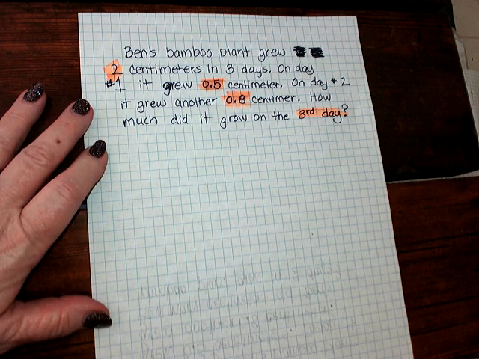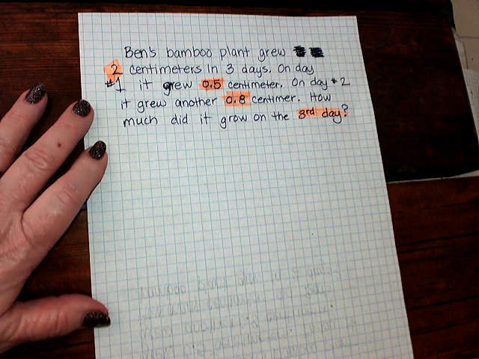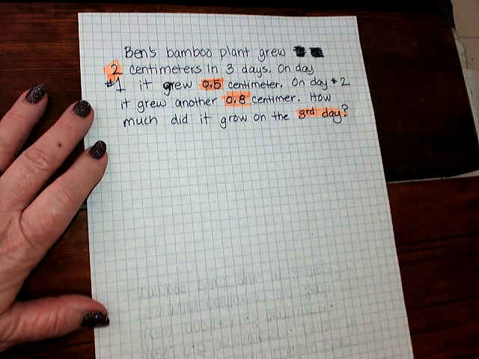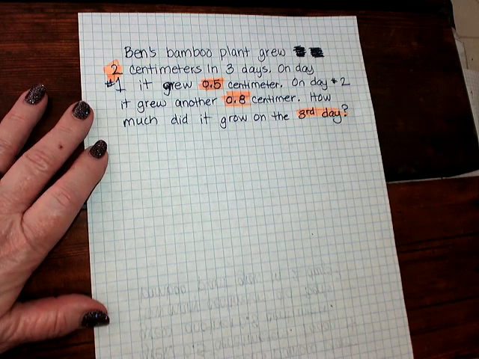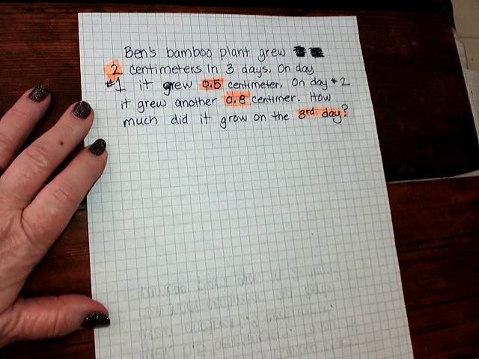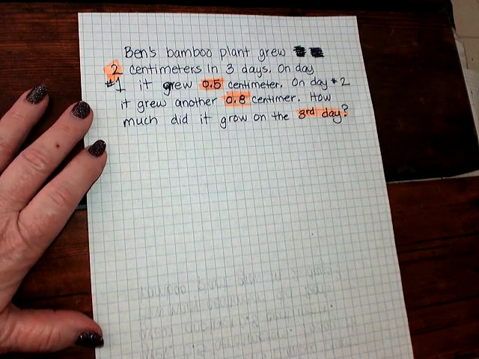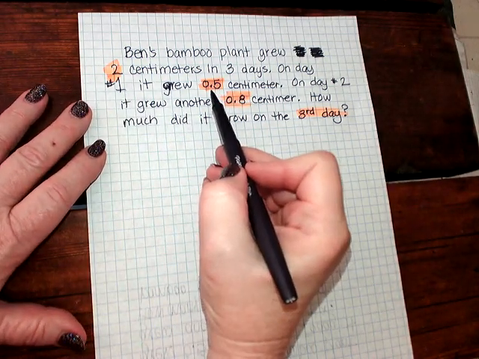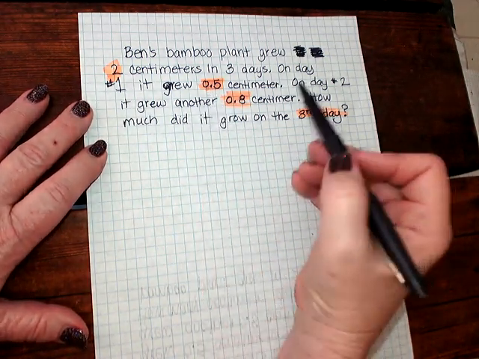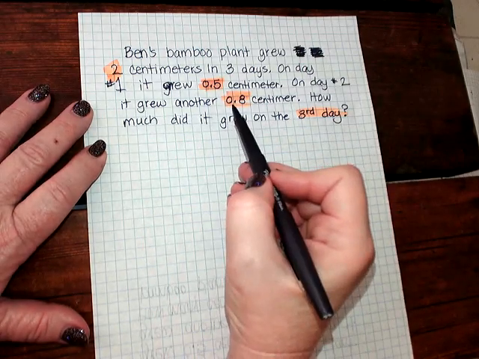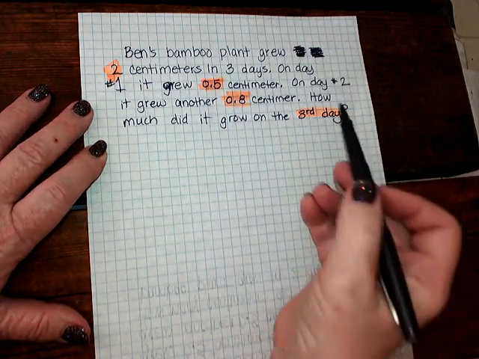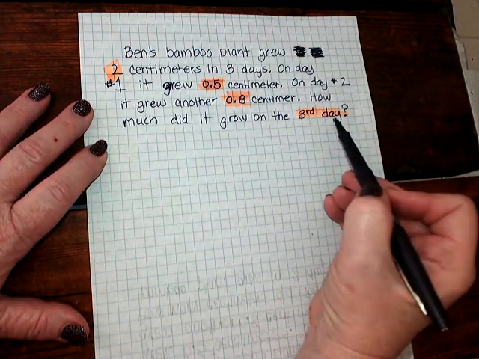Okay, fourth grade friends. Now remember, when we're looking at word problems, the most important thing we need to do is be able to read the problem and know what it is the problem is asking us. So in this case, Ben's bamboo plant grew 2 centimeters in 3 days. On day number 1, it grew 0.5 centimeters. On day 2, it grew another 0.8 centimeter. How much did it grow on day 3?